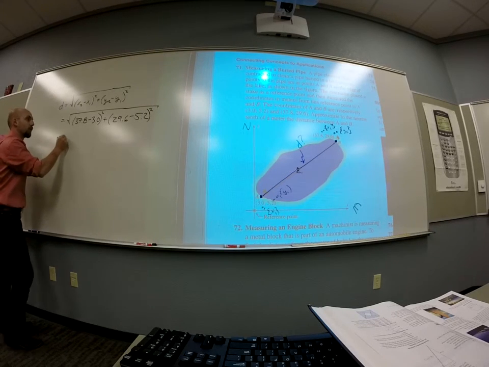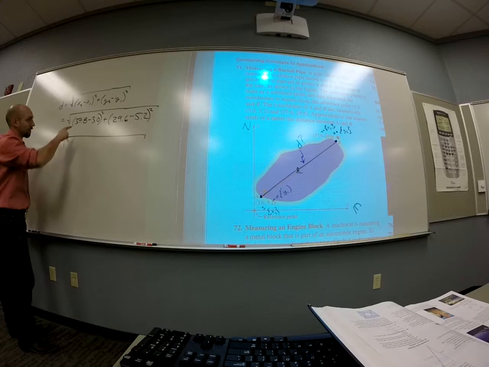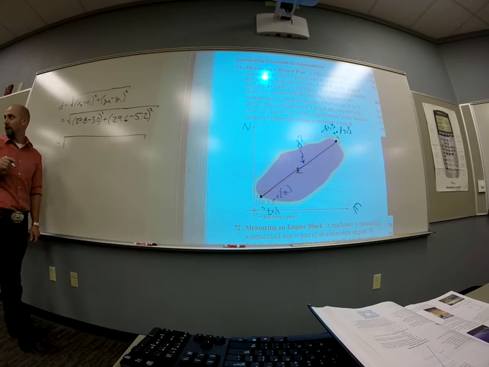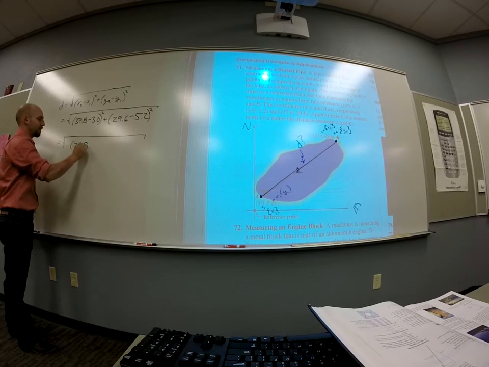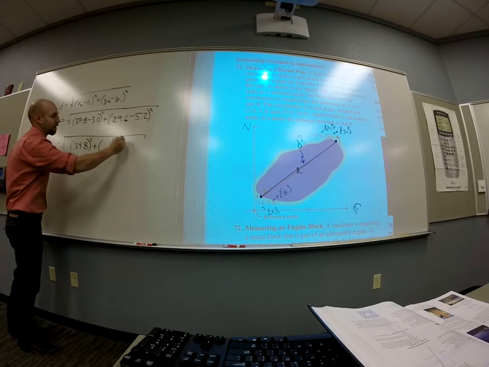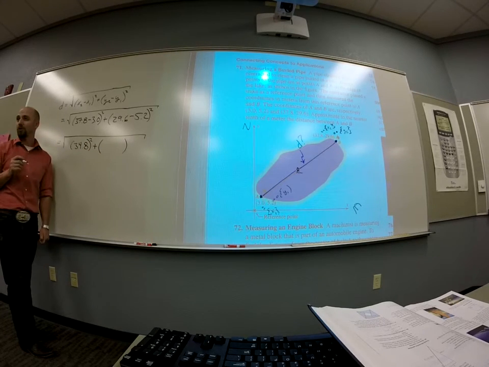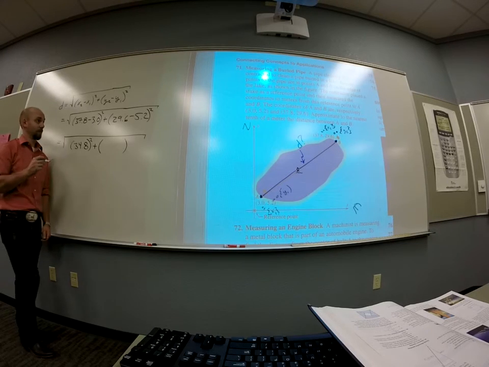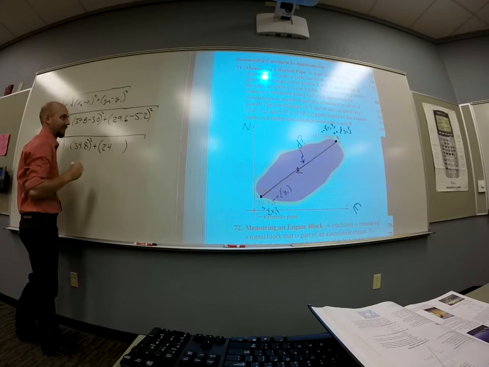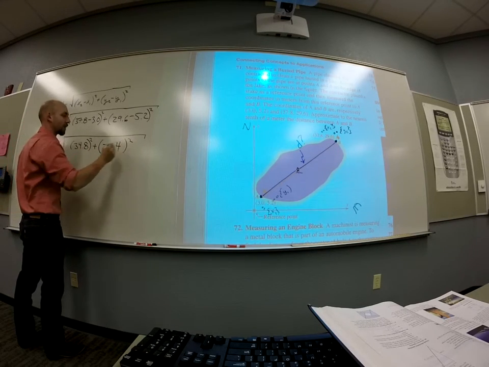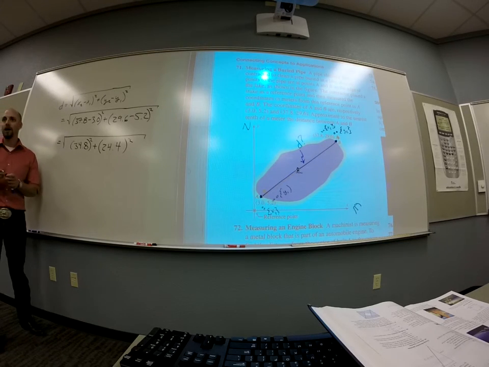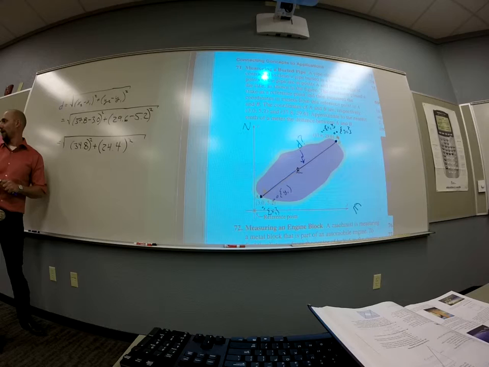So I get the square root of, let's see, what's 37.8 minus 3? 34.8. Should be squaring that and adding, what's 29.6 minus 5.2? 24.4, and I should be squaring that as well. Okay, then what? Cram it in a calculator.